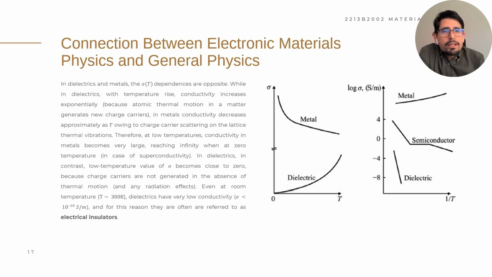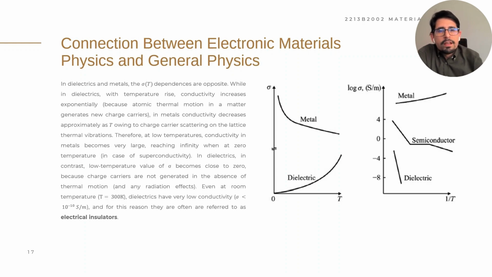The electrical conductivity sigma of materials behaves differently for metals, semiconductors, and dielectrics as temperature changes. In metals, increasing temperature causes conductivity to decrease due to enhanced scattering of charge carriers by lattice vibrations, which means phonons. At very low temperatures, conductivity can become extremely high, even reaching infinity in the case of superconductivity.